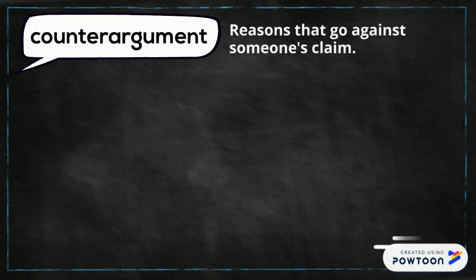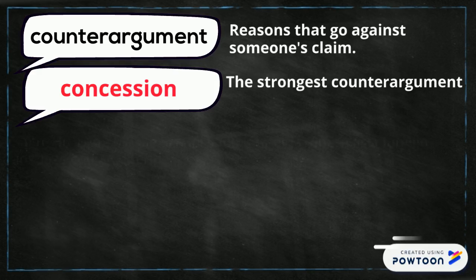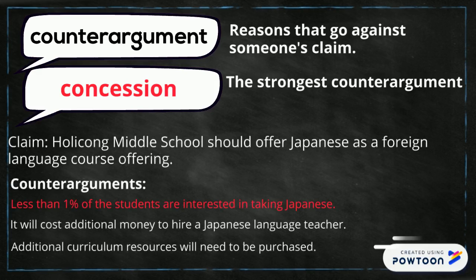A counterargument is the reasons that go against someone's claim. The concession is the strongest of those counterarguments. Look at the claim below and the counterarguments underneath. The counterargument in red is the concession because it is the strongest of all the counterarguments listed.